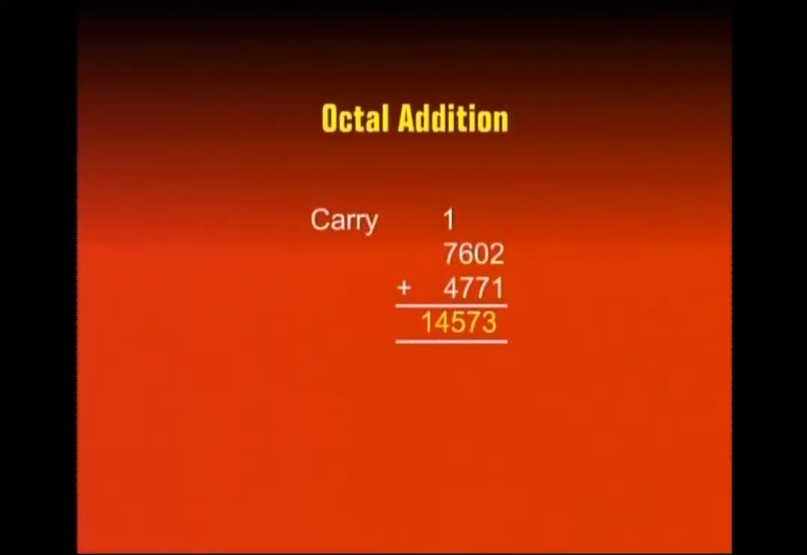Let us now consider octal addition. Consider the addition of octal numbers 7602 and 4771. The two octal numbers are added by first adding the two least significant octal digits 2 and 1. The sum of the two octal digits is 3. The next two octal digits 0 and 7 are added, and the result is 7. The octal digits 6 and 7 are added next. The answer in decimal is 13, which is represented as 15 in octal. Thus, the sum is octal 5 and the carry is 1, which is carried over to the next digit.